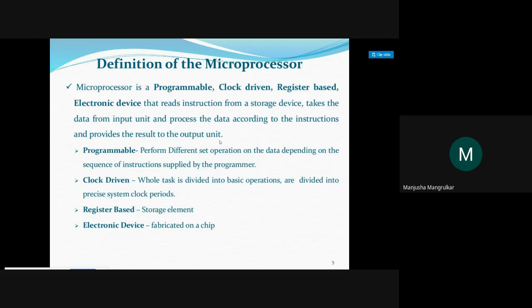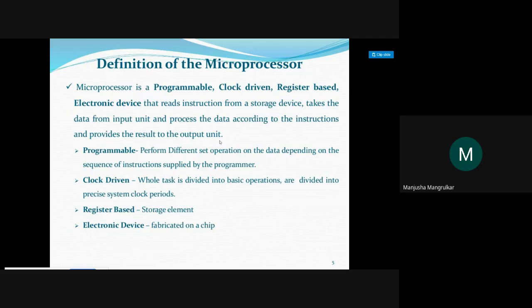So that is why it is called clock driven, right? Register based means a small amount of register storage to perform the arithmetic and logical calculation, since the processor has an ALU. So small amounts of memory are there in the microprocessor. An electronic device that reads the instructions from the storage device. Storage device means what? First, we interface the ROM and RAM there. So we store the program.